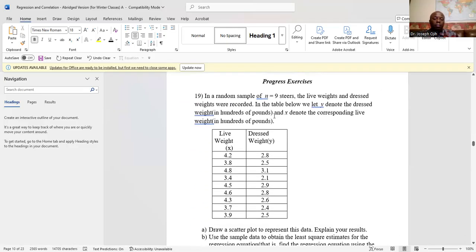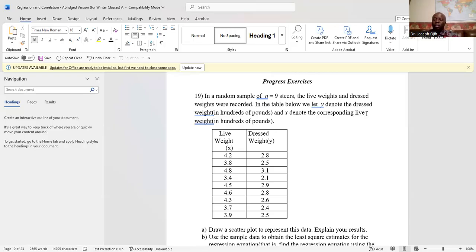Look at this here. It says, in a random sample of n equals 9 steers, the live weight and the dressed weight were recorded. The dressed weight is the weight after the animal is slaughtered, boned, and put into packaging. Sorry, my mistake. I take that back. The live weight is the weight of the animal before it has been slaughtered, boned, or skinned.